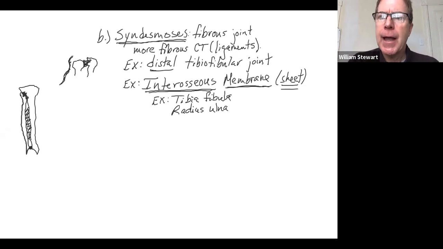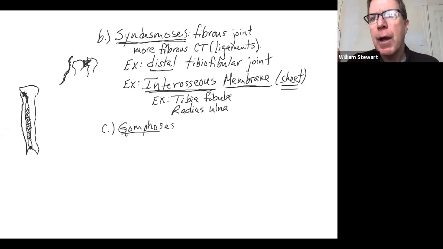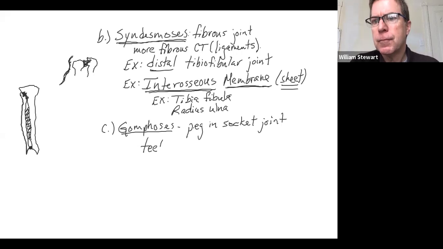Now, what your book does is it classifies gomphoses as a separate classification of fibrous joint. How I learned it when I was a student, gomphoses were just a type of syndesmoses. Nevertheless, I'm going to stick to what your book does. Gomphoses, this is a peg in socket joint. Just think the teeth in their sockets, in the bone. So that's the classic example of gomphoses.